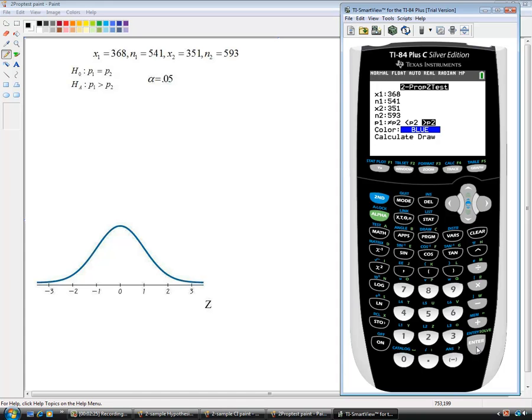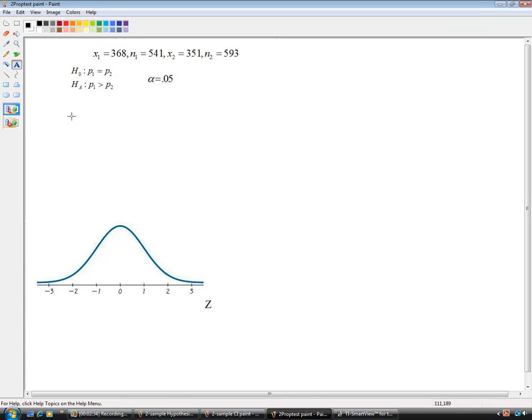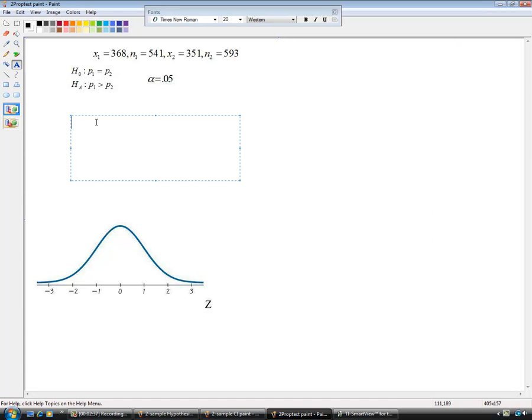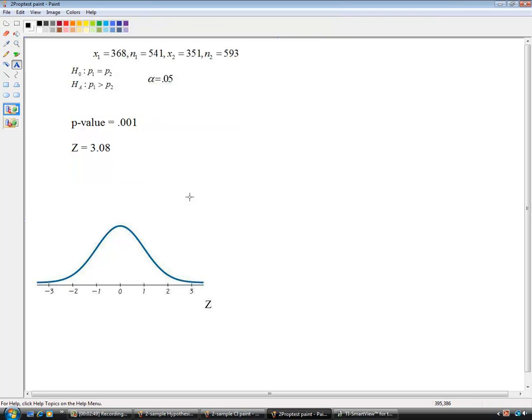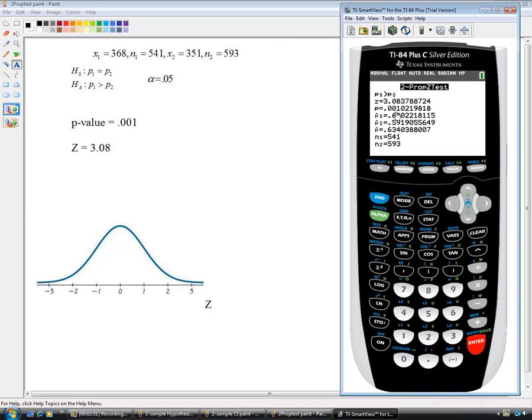Alright, so we'll get our test statistic and p-value here. The test statistic is 3.08. The p-value is 0.001. Alright, so that's what we got from our calculator, 3.08 and 0.001. Again, all of these are the summaries, and this is the p-hat, which is our pooled proportions.